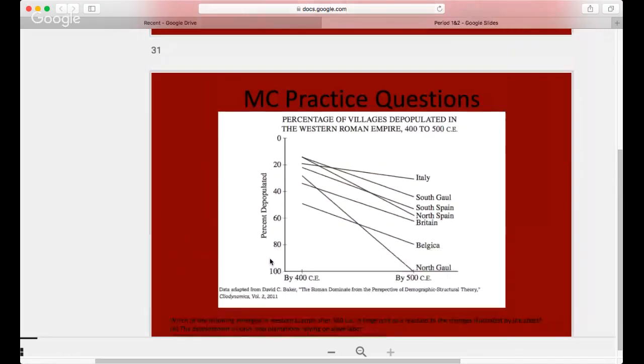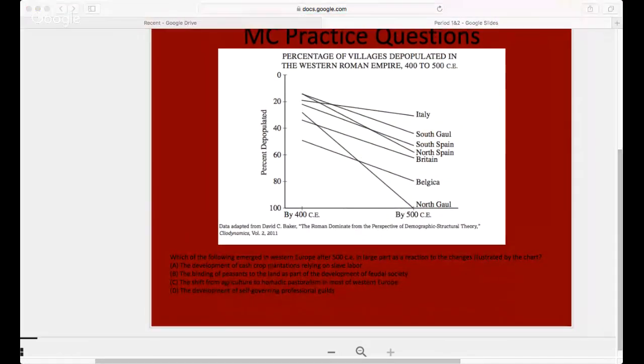Okay, last multiple choice one, same graph. Let's take 30 seconds again. Go ahead and get started.